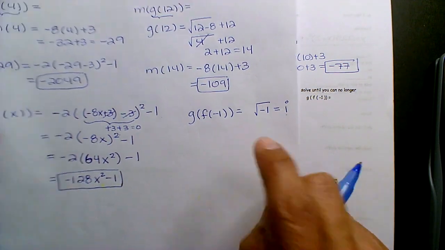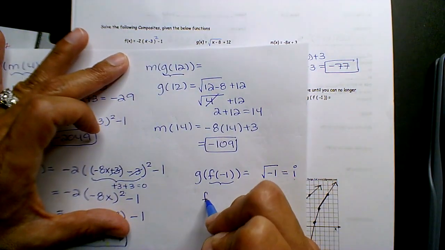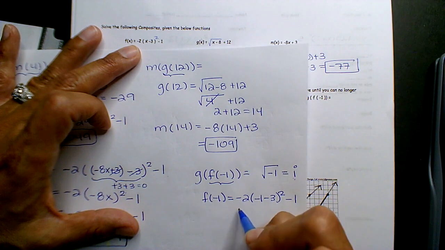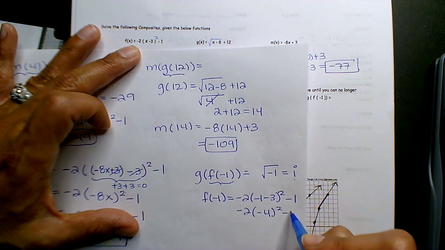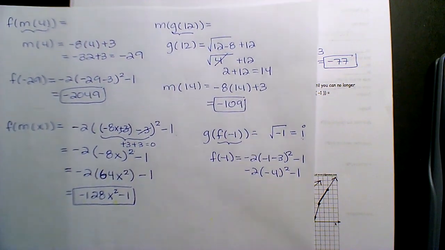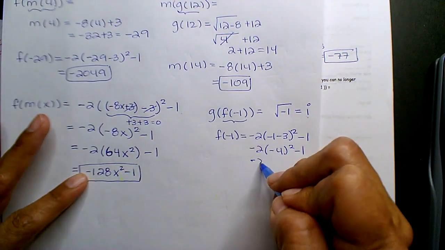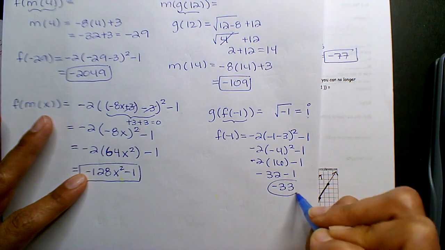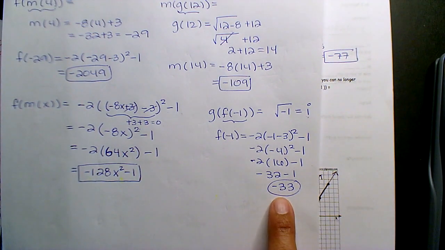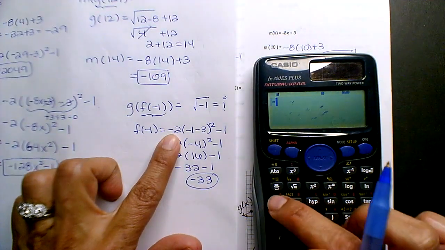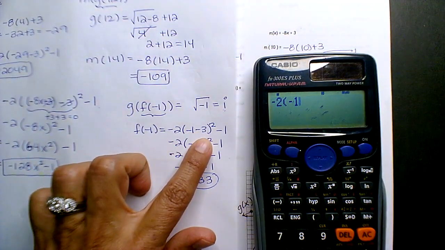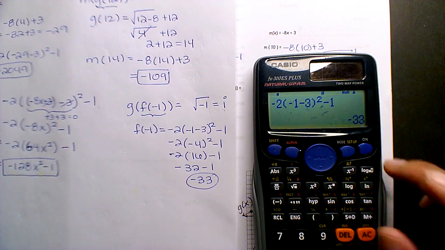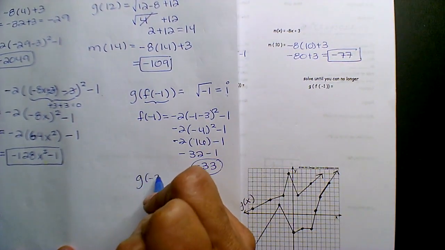So what's f of -1? f of -1 is -2 times (-1 minus 3) squared minus 1, -2 times (-4) squared minus 1. The number is small, so that's why I'm solving it by hand. What am I doing? -2 times 16 minus 1, -32 minus 1, -33. So f of -1 is -33, and if you don't believe me, there's my -33. Now what's g of -33?